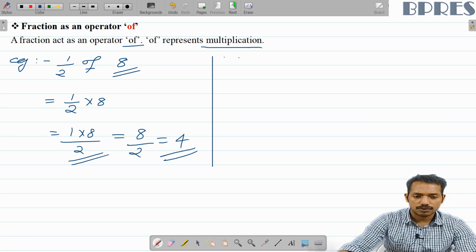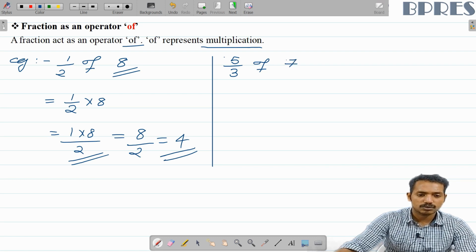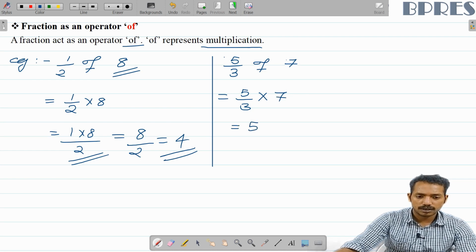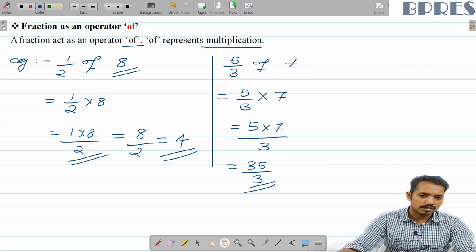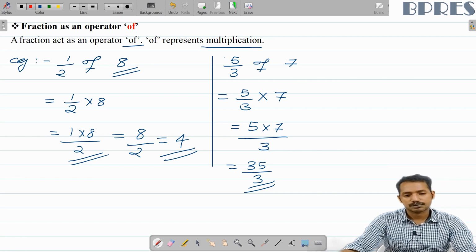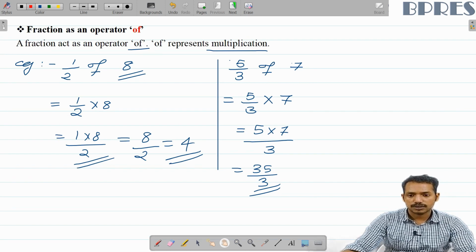Similarly, one more example we can take. 5 by 3 of 7. Okay, 5 by 3 of 7. So how will you find it? Very simple. The "of" represents multiplication. 5 by 3 into 7 will be 5 into 7 divided by 3, which is equal to 35 by 3. Very simple. So in the case of word problems, if the word "of" is given in the question, then that represents multiplication. Clear.